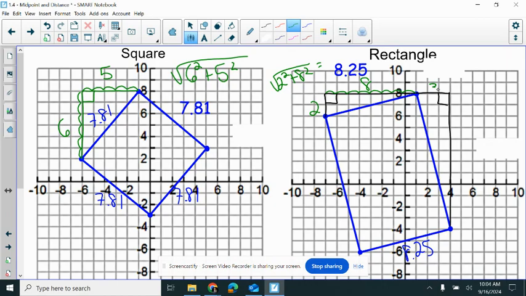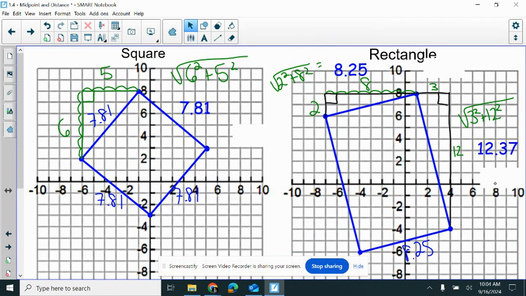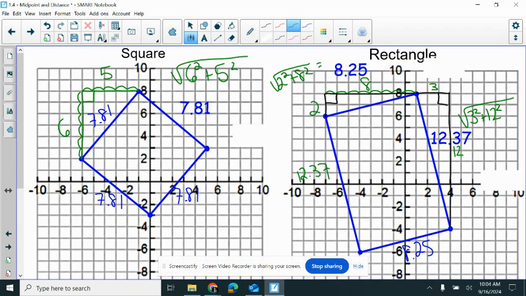So this time I get 3, and let's see, this is going to be 12. So when I type those two numbers into the Pythagorean theorem, 3 squared plus 12 squared, I get 12.37. So that means this side is 12.37, and the opposite side is 12.37. Okay, so now we have all four sides of our rectangle.